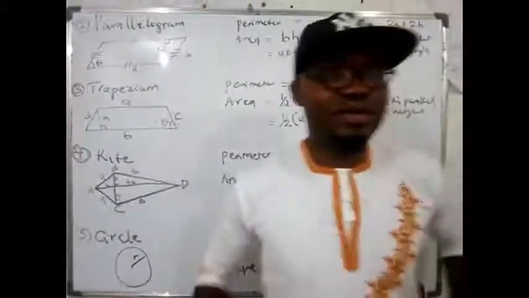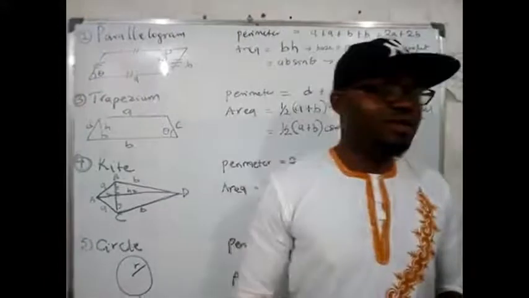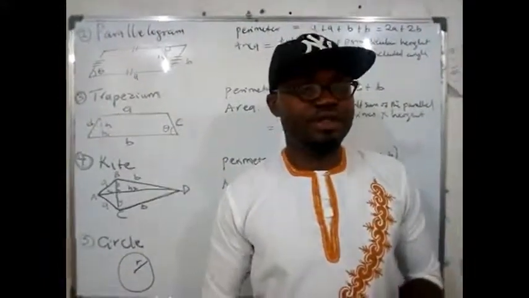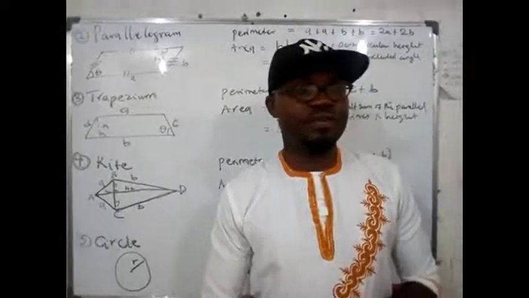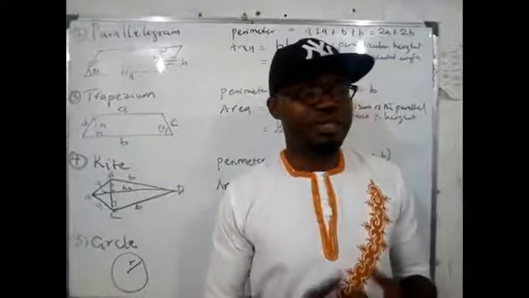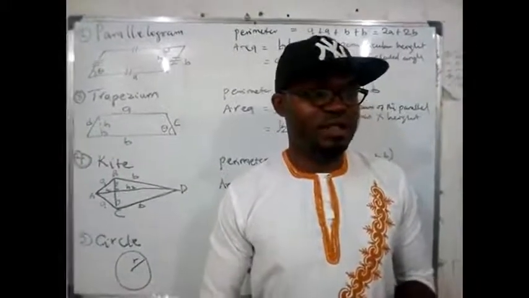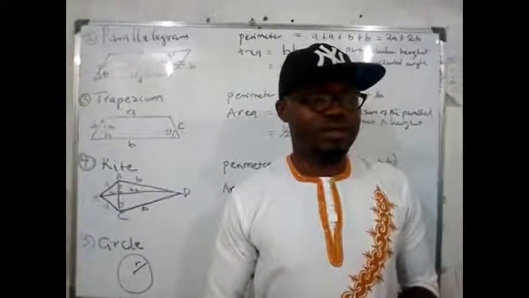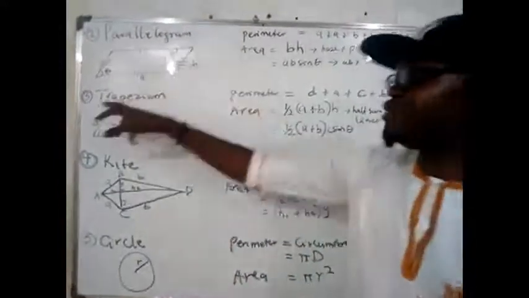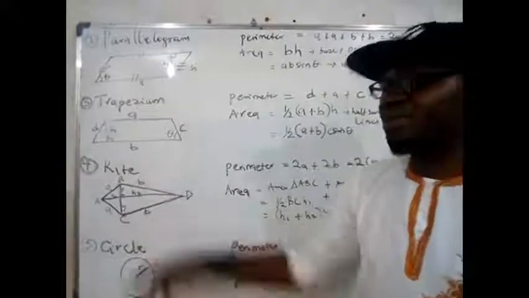Yes, welcome. Today we're going to be continuing in our lectures on plane mensuration. On what? Plane mensuration. We say that plane mensuration is where we try to determine the perimeters and areas of plane shapes. Exactly. In the previous classes, we looked at triangles. And today we're going to be looking at other shapes like the parallelogram, the trapezium, the kite, and the circle.